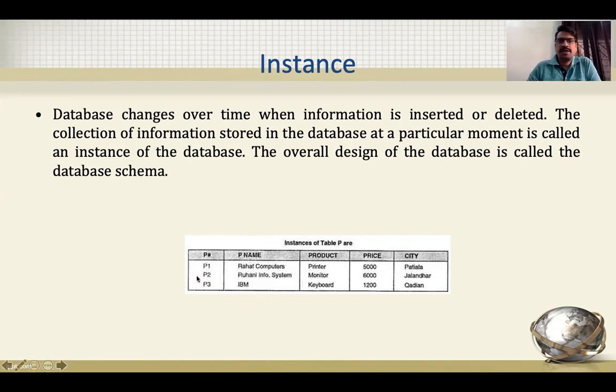So at a particular time, the status of your database, meaning how many actual values are there inside your database, that is called an instance. The collection of information stored in the database at a particular moment is called an instance of the database. The overall design of the database is called the database schema. And at a particular time, the data inside the table is called an instance. So I think the concept is clear to all of you.